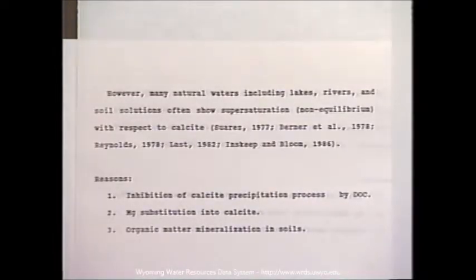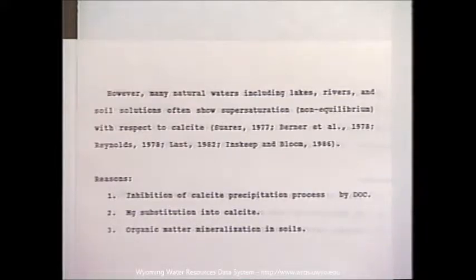However, many natural waters, including lakes, rivers, and soil solutions, often show supersaturation. That means a non-equilibrium condition with respect to calcite. There's plenty of literature on that, okay? There are some reasons for that supersaturation. Some of the most important are listed here. Number one, the inhibition of calcite precipitation process by DOC, that is dissolved organic carbon. What that means is when calcite is trying to precipitate, dissolved organic compounds will block the crystal growth. That's why you observe calcite supersaturation. That's one of the reasons.